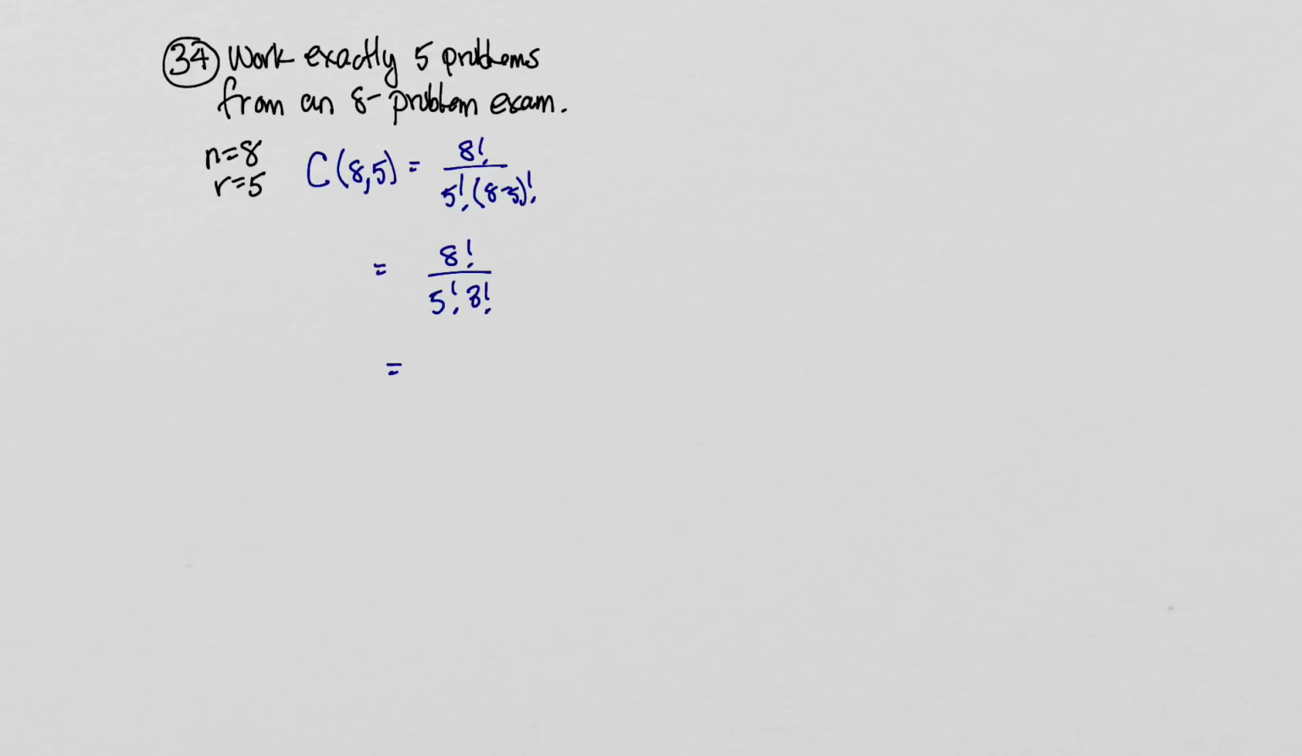The 8 factorial up on top we can break down until we get to that 5 factorial, so we get 8 times 7 times 6 times 5 factorial over 5 factorial times 3 factorial. The 5 factorials cancel, and we are left with 8 times 7 times 6 all over 3 factorial, which is 6. You can see now that the 6s are going to cancel, and we are left with 8 times 7, which is 56.